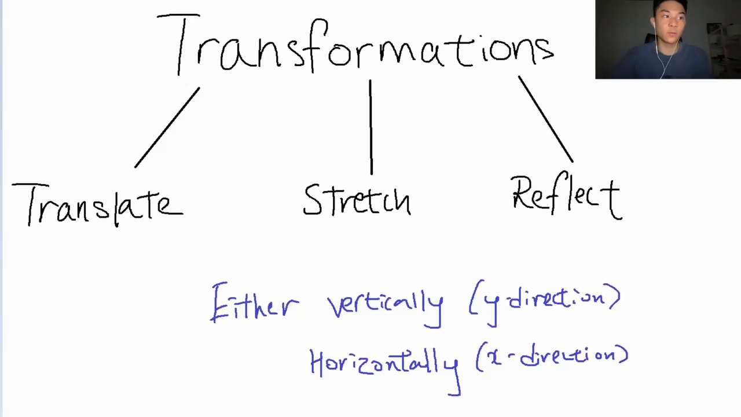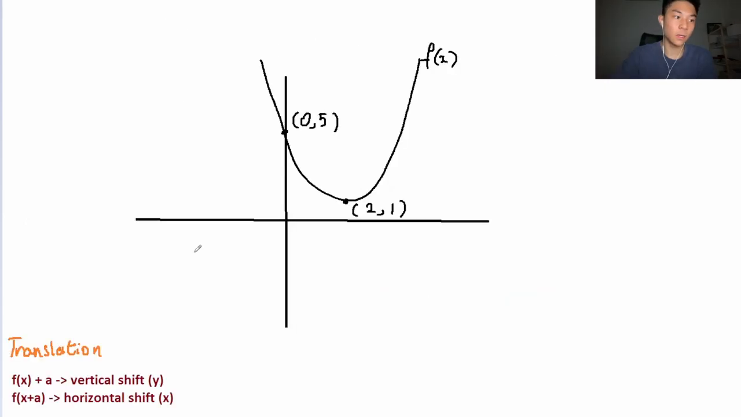There's three types of transformations: translation, stretch, and reflection. And all of these can be done either vertically, which means the y direction, or horizontally, which means the x direction. So let's look at translation first. What translation means is to shift the graph. So there's two types of shifts. We either shift in the vertical or the horizontal direction.